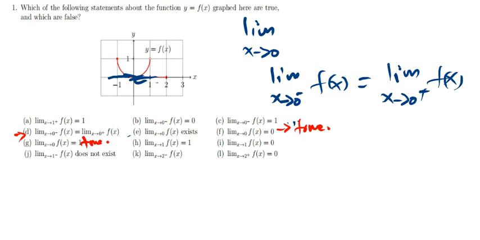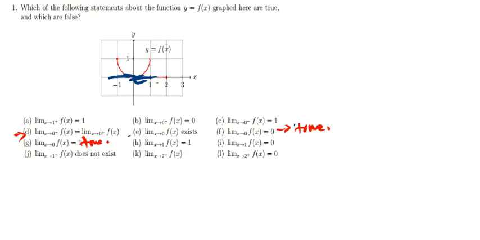Then we go here, limit as x approaches 1 is equal to 1. Now this one is just saying limit as x approaches 1, so we have to do both sides. Let's say from the right side. As x is approaching 1, what is the value of y? As we are getting closer to 1, we can clearly see that the red line is sitting on 0. So f of x has to be 0 from the right side.